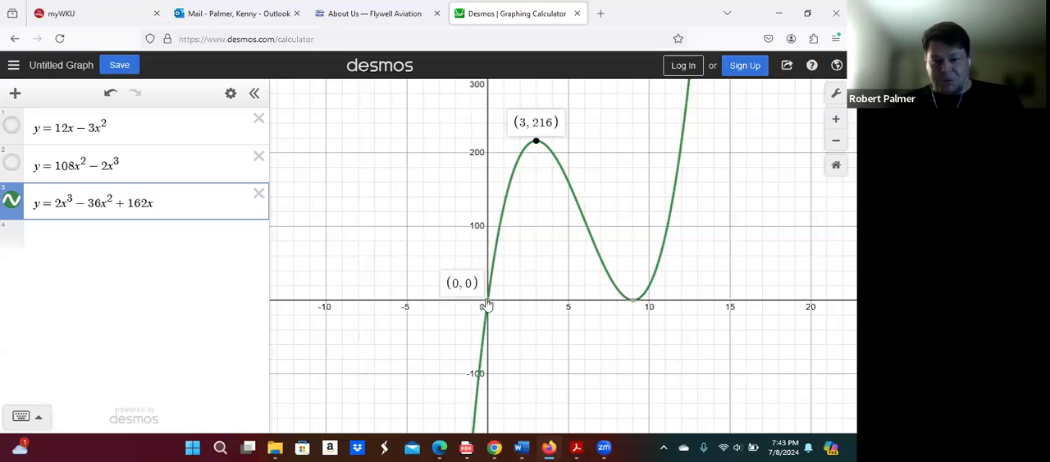Yeah, that's exactly it. So once again, this goes between 0 and 9. We have a local minimum at 9, but we couldn't include that. Then our maximum is at x equals 3, and the maximum volume is 216.